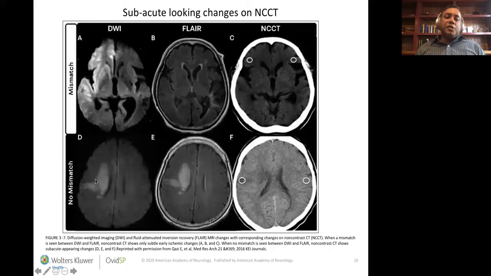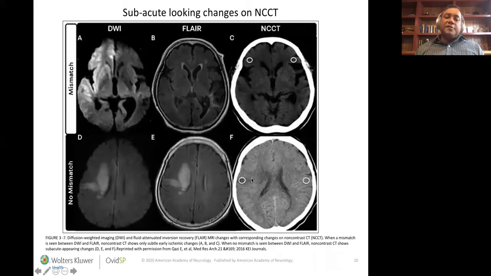Whereas the patient below here has no mismatch. So there are DWI and FLAIR changes. This means that this person has either very severe ischemia or severe ischemia over a prolonged period of time, which is what reflects as subacute looking changes on the non-con CT scan. And if you thrombolyse this person and the person has reperfusion, there is a higher probability of bleeding.